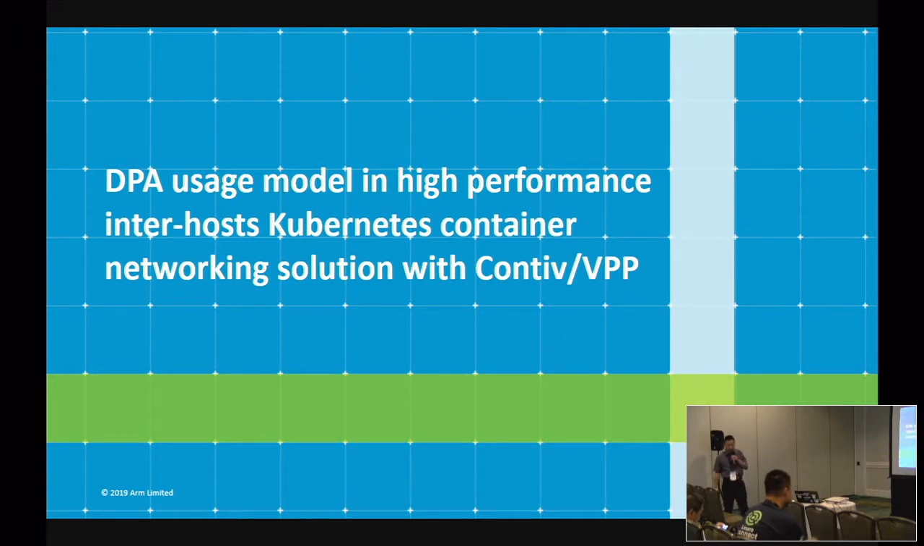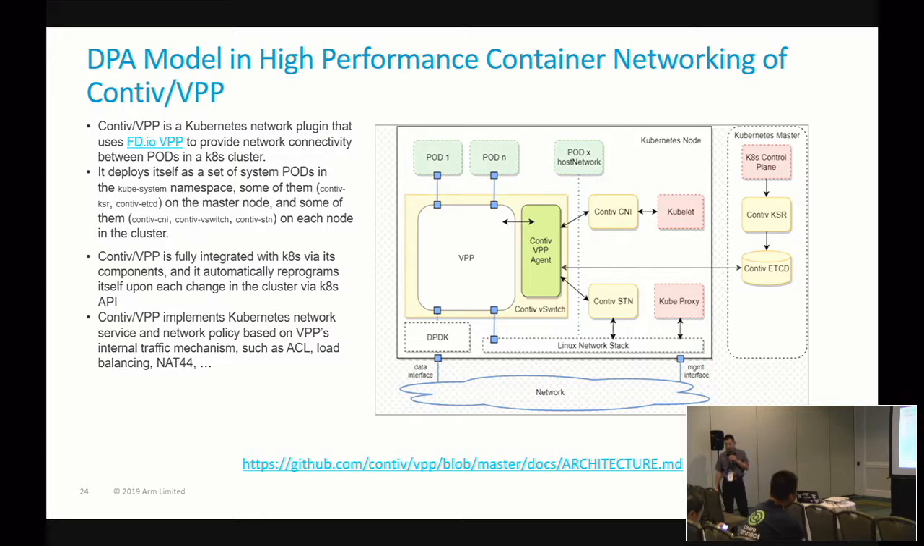Previously I said that VPP utilizes DPDK to do packet processing and packet receiving. Now let's look at a typical cloud-native infrastructure which utilizes VPP, named Contiv VPP, which is also provided by Cisco. In this model, the DPDK interfaces are used as the main VPP interfaces for the container network interfaces, and the DPDK interfaces are for connecting the ports between hosts, for inter-host communication.